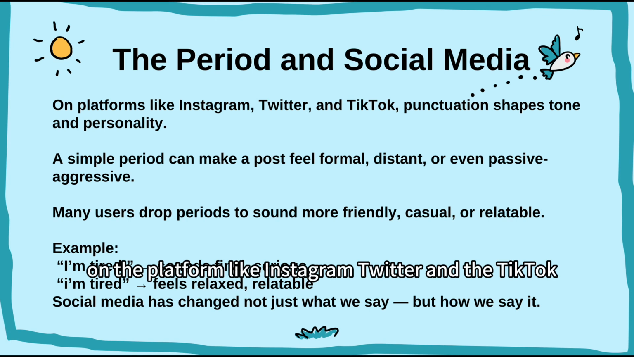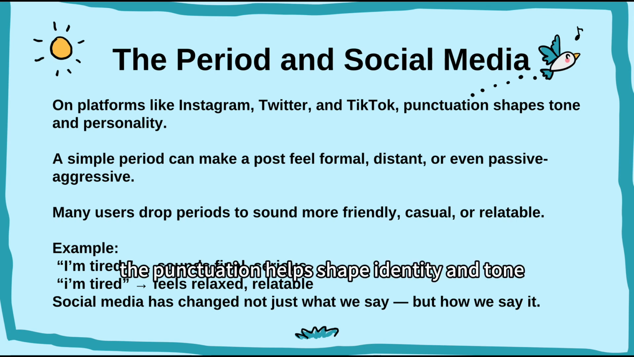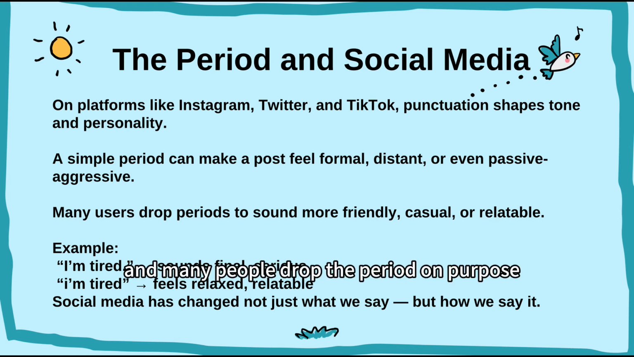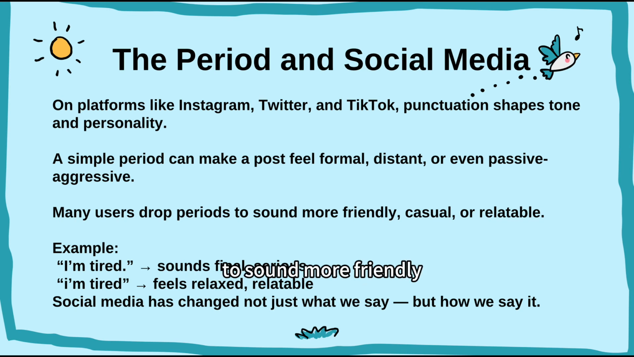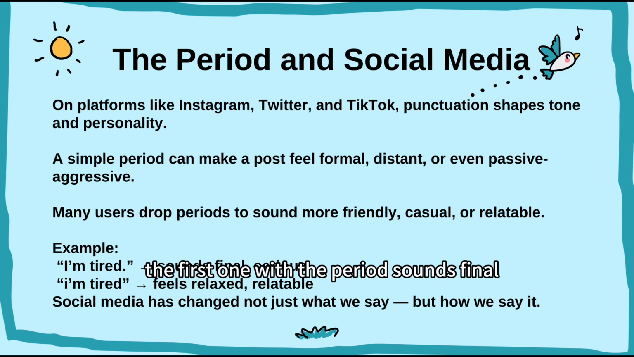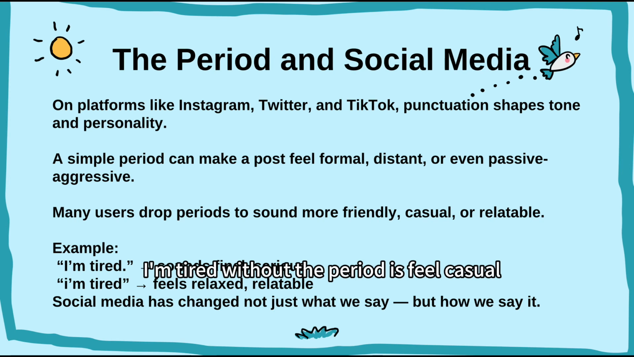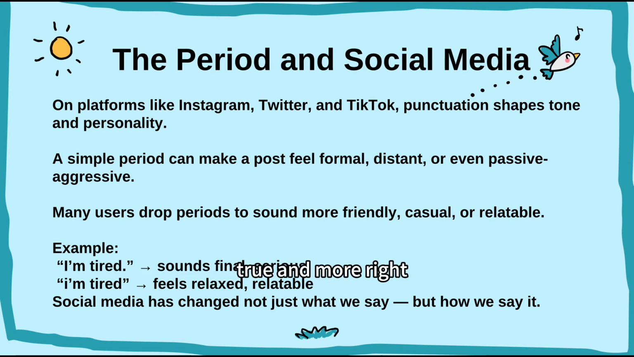On platforms like Instagram, Twitter, and TikTok, punctuation helps shape identity and tone. A period at the end of a post can make it sound formal, serious, or even passive-aggressive. And many people drop the period on purpose to sound more friendly, relaxed, and relatable. For example, compare I'm tired with the period and I'm tired without the period. The first one, with the period, sounds final and maybe dramatic. And the second one, I'm tired without the period, feels casual, chill, and more relaxed, right?